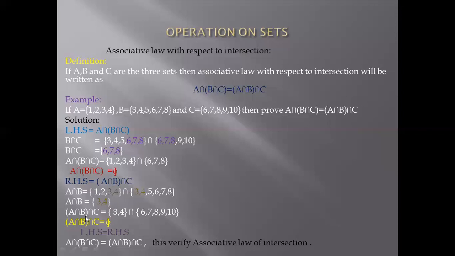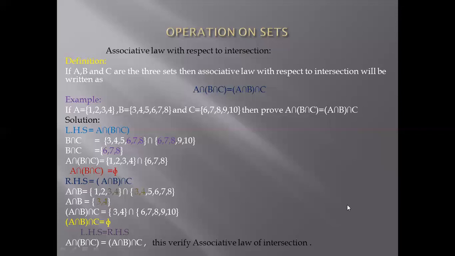Now we take the intersection of this new set with C. 3, 4 intersection 6, 7, 8, 9, 10. Again, no element is common there. It means that we have the null set. Right hand side and left hand side, they both have no element. They both have null set. It means this verifies the associative law of intersection. Is it clear to you? Now come to the exercise.